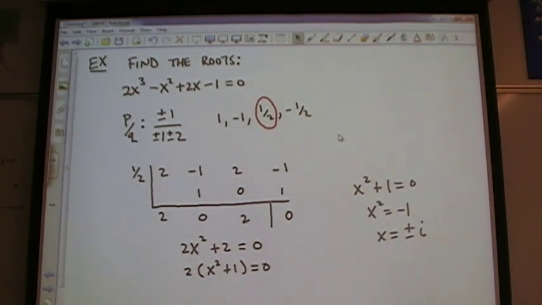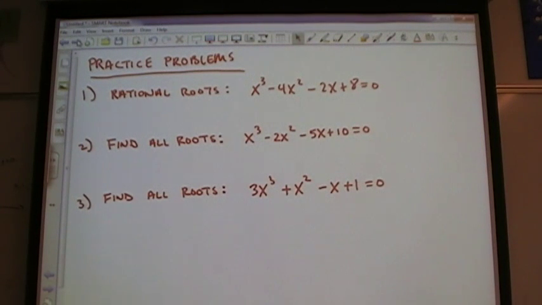What would you do with that 2, your GCF? Nothing. If it doesn't have a variable with it, it doesn't affect your answer. It's got to have a variable. If it had a 2x with it, then one of your zeros would be 0. Alright. So that's 2 examples. There are your practice problems.